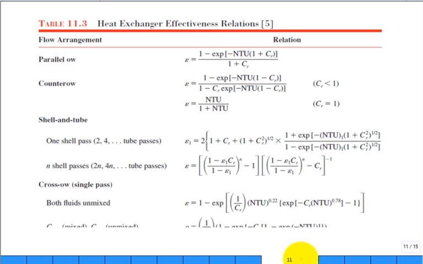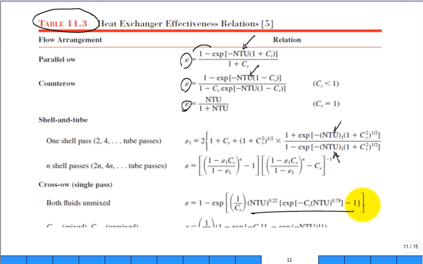So the effectiveness-NTU method uses a lot of relationships. Here's a table out of our textbook. Here is the effectiveness, effectiveness, effectiveness, and on the right-hand side, there's an equation with NTU embedded in it. Okay, here it's a little cumbersome. Some people, you can tell, did a lot of work to develop these relationships. And then if you look, I think 11.4 gives you the flip side, the NTUs as a function of the effectiveness. I'm out of time.